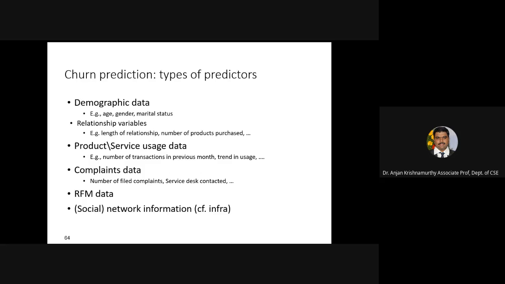The prediction is also based on different predictive models, right? The predictive models are based on demographic data, which includes location, age, gender, marital status; relationship variables, such as length of the relationship and number of products that the customer has purchased; products and services usage data, such as the number of transactions in the last month and trends of usage; and complaint data, the number of complaints that the person has placed in the last several months, and which have been served or not served, which is a very important indicator to understand whether a person stays in the network or goes out of the network, right? Then you have RFM data and social network information, which are additional data.